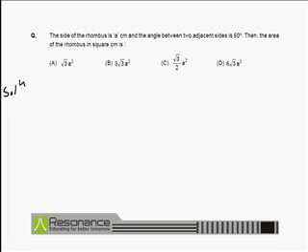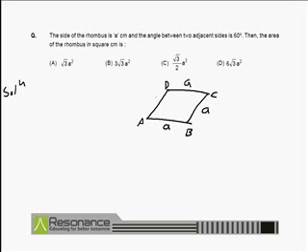As it is given in the question that we have a rhombus, let's say it is rhombus ABCD of side a, and it is also given that the angle between the two adjacent sides is 60 degrees. The two adjacent sides are AD and AB. The angle between them is 60 degrees. We have to find the area of this rhombus.